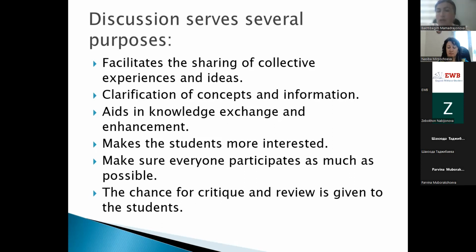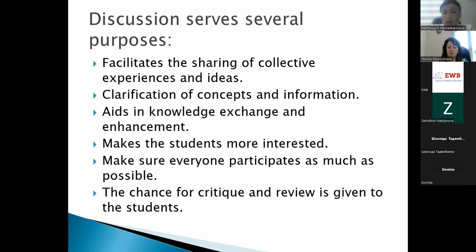Clarification of concept and information. Sometimes it is not easy for students to understand the concept or the information that was given from the teacher or from the facilitator, and they might be confused during discussing the topic, and the facilitator or teacher can immediately clarify the information for them in order to be discussed among the students.